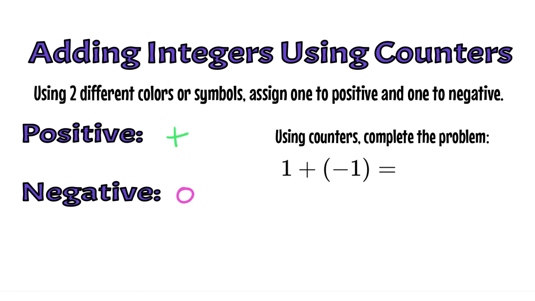Let's use these counters to complete the problem 1 plus -1. So in this problem, I see that I have a +1. That's going to give us 1 positive counter. And I have a -1, which is going to give us 1 negative counter. Notice that I have one of each. So what we want to recognize here is positive and negative counters add to be 0. If I have a +1 and a -1, they undo each other. And we can use this relationship whenever we are adding positive and negative integers.